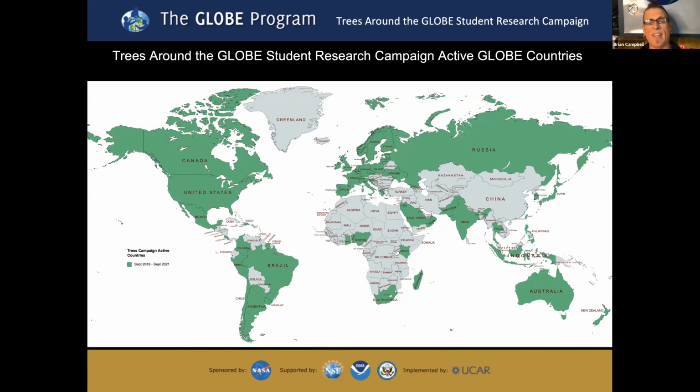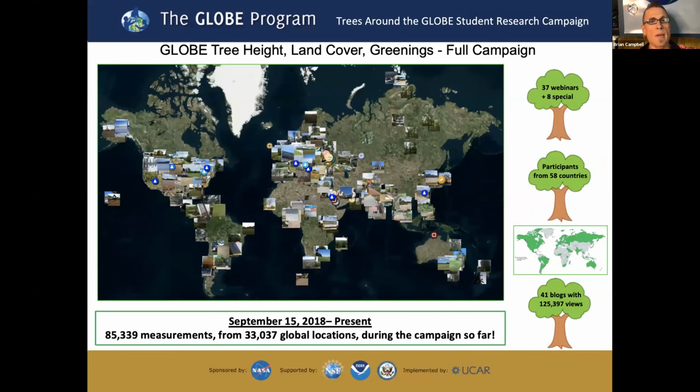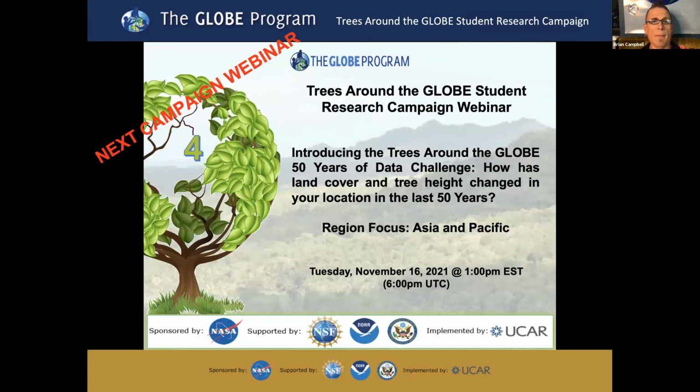Here's where basically all that data is coming from, because this is our map of the active countries for our campaign. These are 58 countries in the GLOBE program, in the GLOBE family, that are part of this campaign, the active members. So where is that coming from? Here is where all the data is coming from. You can see here, there are lots of open spots where we need more data, but this represents 85,000 plus measurements from over 33,000 global locations. As you can see here, we've had a bunch of webinars, participants, and lots of blog views from the blogs that are part of our campaign.